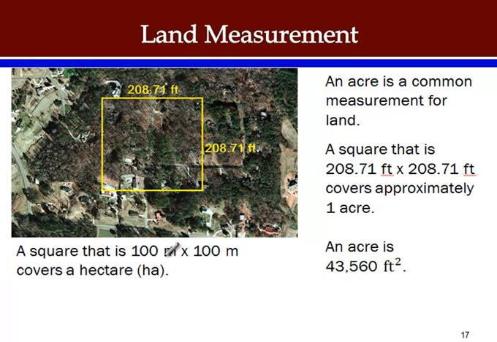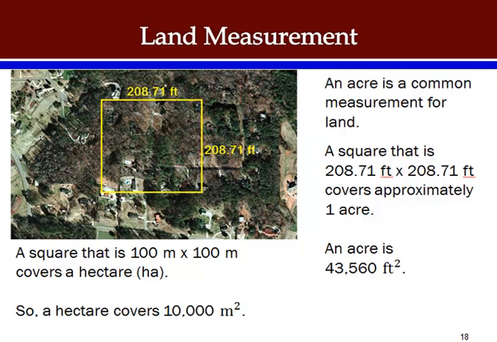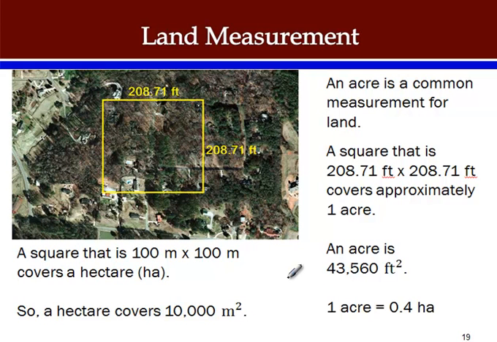Now, in the metric system, a square that is 100 meters by 100 meters is what we call a hectare. And as you can see, once again, the metric system works with powers of 10, so it's a little bit easier to work with. The numbers are just nicer. And we can also say that a hectare covers 10,000 square meters, because if you were to multiply the 100 times the 100, that would give you 10,000 square meters. And the relationship between hectares and acres is that an acre is 0.4 hectares.